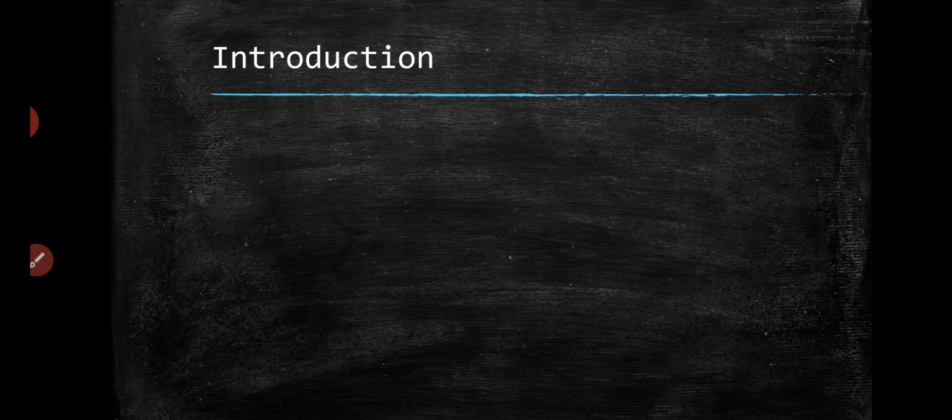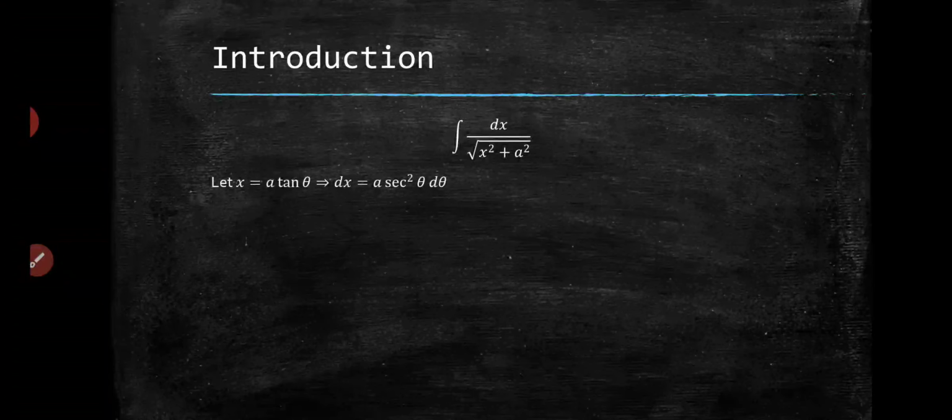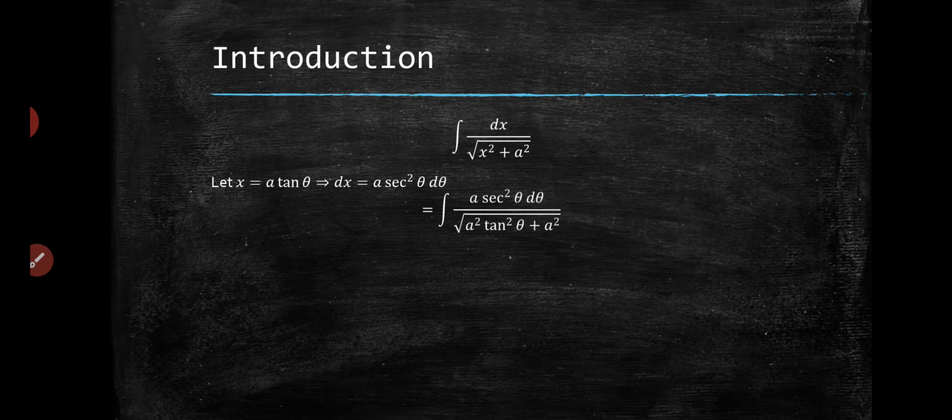Now let us take this integral, that is integration dx by under root x square plus a square. Now we will be trying to just work out what this integral is. Obviously, to solve this we require some substitution, and the best substitution we can take is taking x as a tan theta. So if we take x as a tan theta, then dx becomes a sec square theta d theta. Now putting all the substitution into the problem, this is what we get.